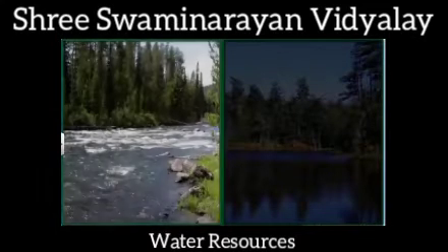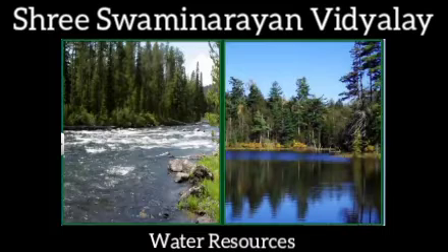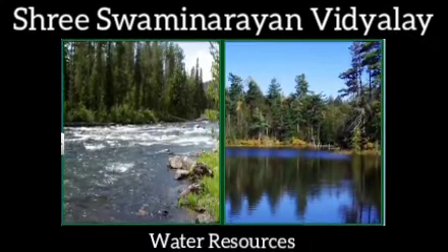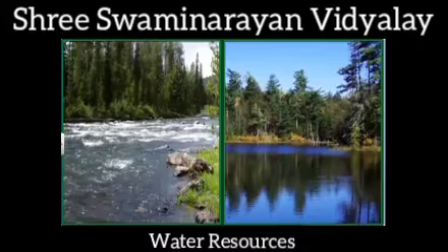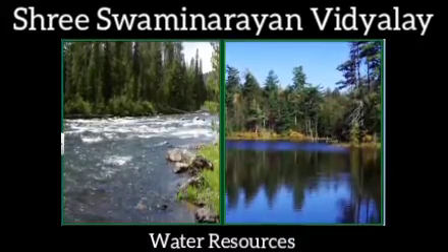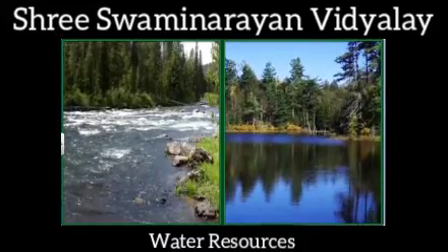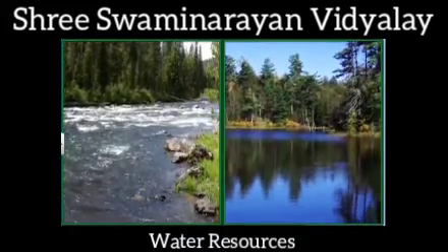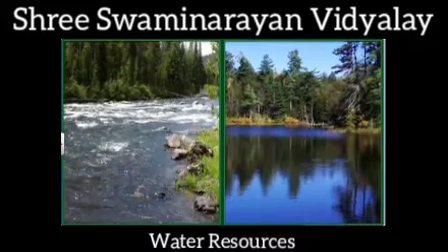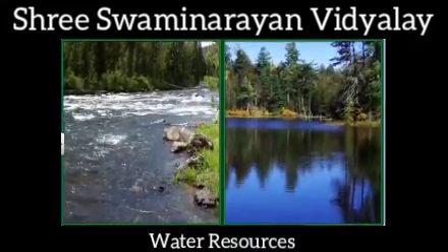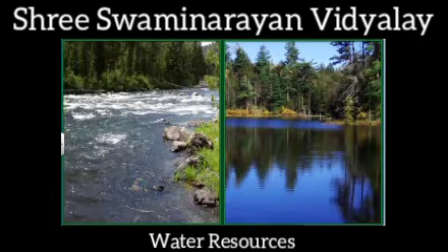Only around 0.3% of the total fresh water exists in rivers, lakes, and ponds, which are the main sources of water for human and industrial use. Thus, we see that only a tiny fraction of the total water available on the earth occurs in a form fit for human and industrial consumption.